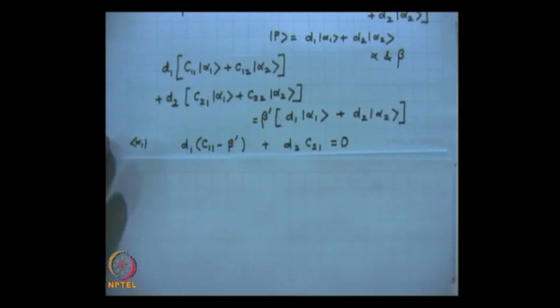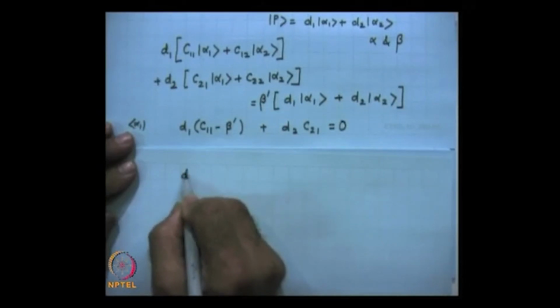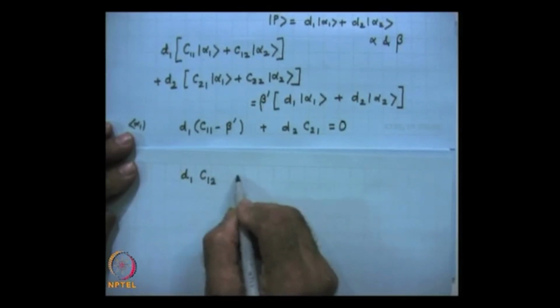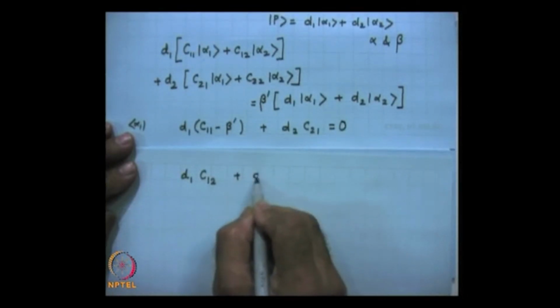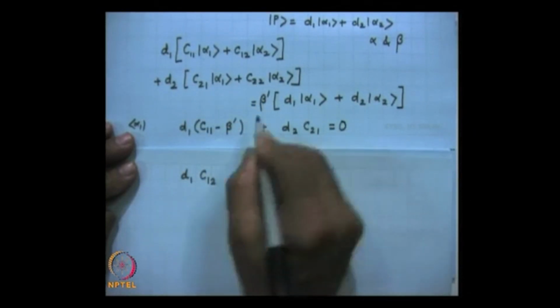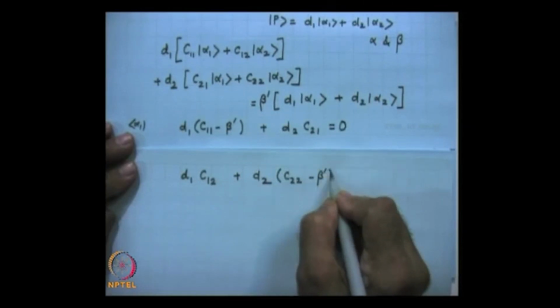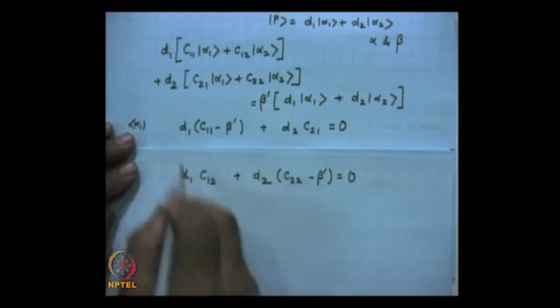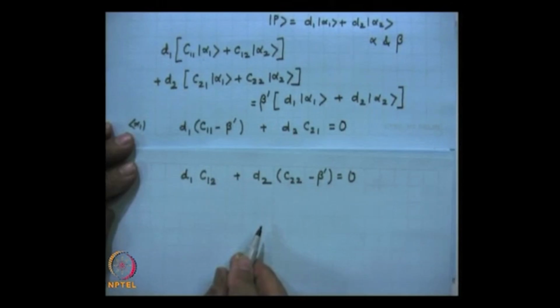Now, if I equate the coefficient of ket alpha 2, then we will have D1 C12 plus D2 C22 minus beta prime. This is equal to 0. This is a set of linear homogeneous equations. So, for non-trivial solutions, the determinant must be 0.